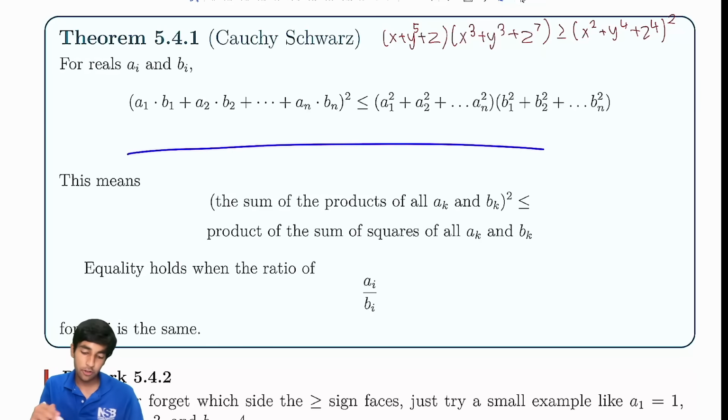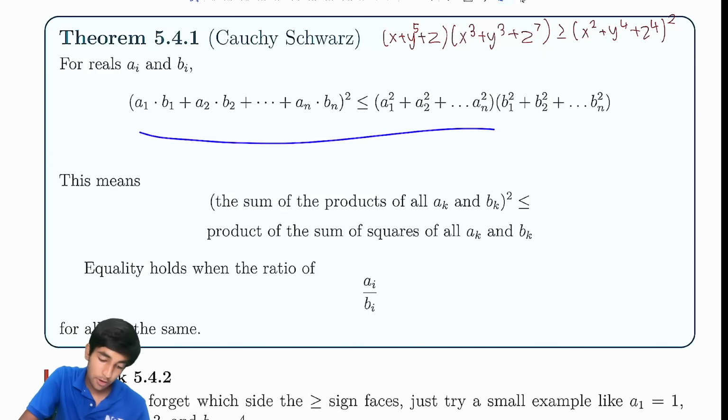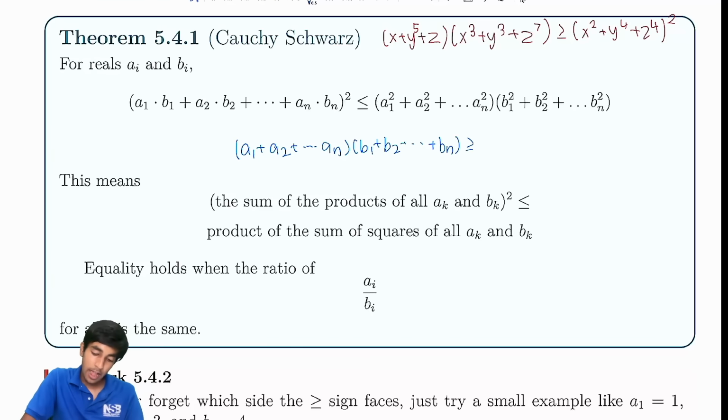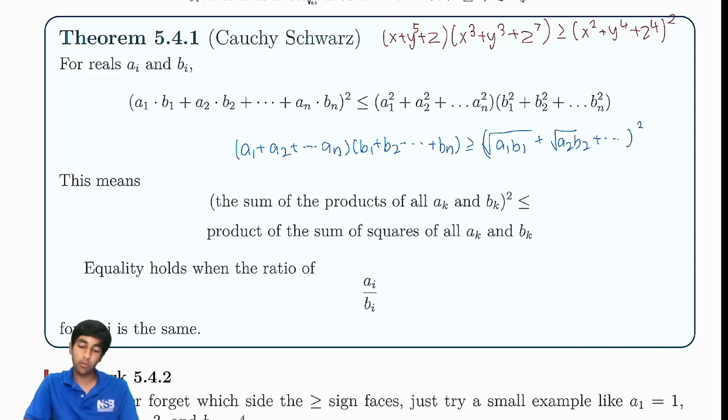And of course, this is true in general. It's written in this way, but a more natural way of writing it, in my opinion, is a1 plus a2 plus all the way till an, times b1 plus b2 plus all the way till bn. It's going to be greater than or equal to, and now we just take the square root of a1 b1 plus square root of a2 b2, and so on, and now we just take all of this squared because we took the square roots earlier. And now we have two terms. We want to have two of these things on both sides.